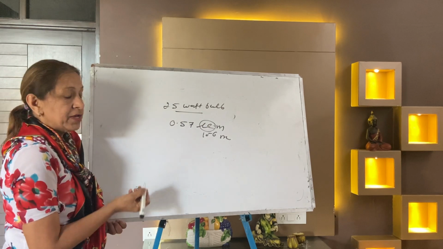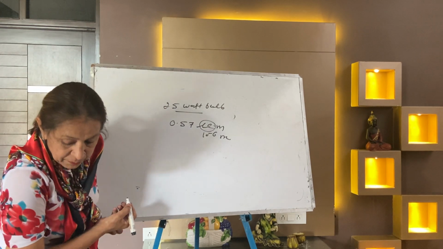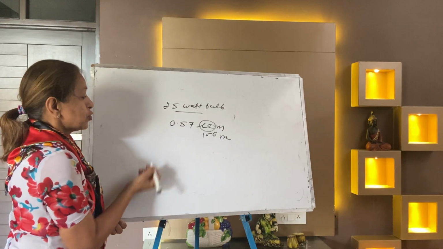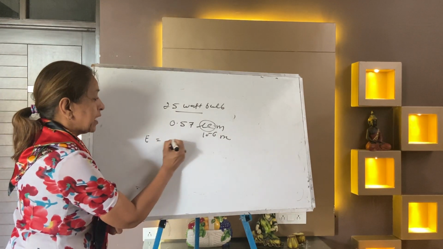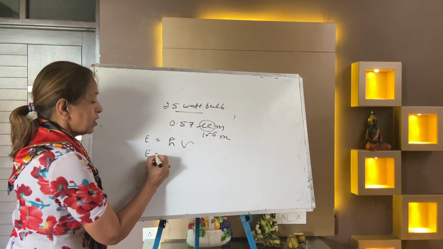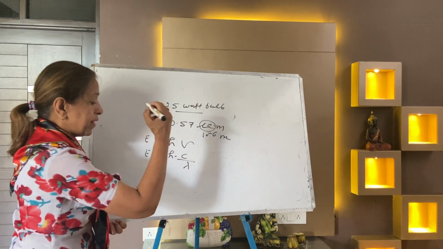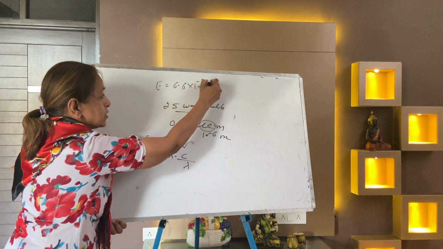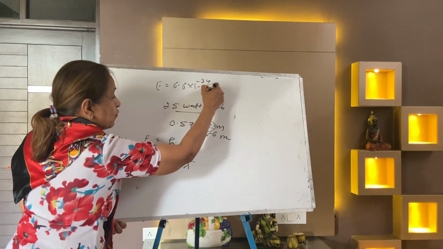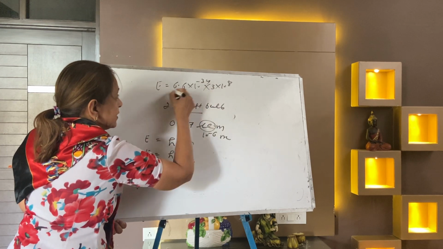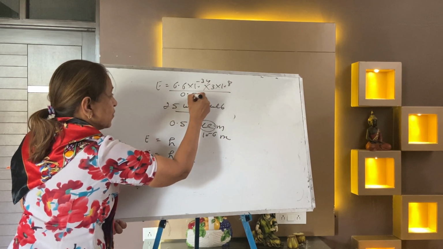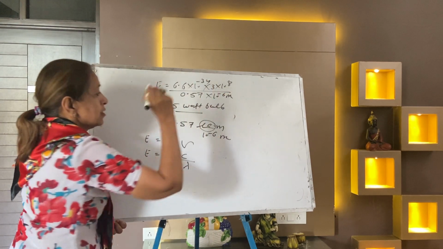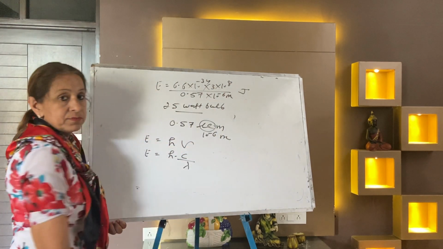So the bulb is emitting yellow light with such wavelength. The question is to calculate the rate of emission of quanta. So what will you apply? You will apply the same formula, E is equal to h nu. Nu is c by lambda, and h is 6.6 into 10 to the power minus 34. C is the velocity of light, 3 into 10 to the power 8, and lambda is 0.57 into 10 to the power minus 6 meter. So your energy will come in joule.